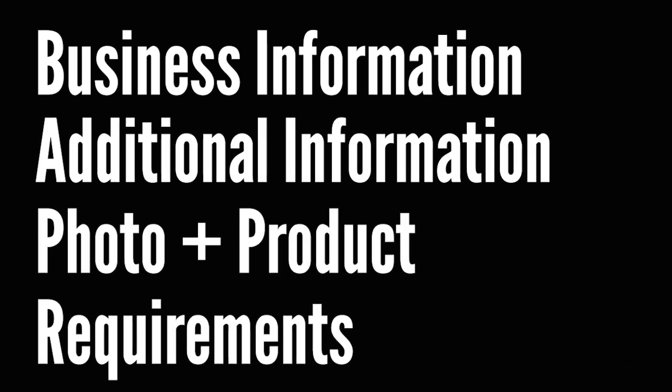Okay, so I'm going to break down the application into, let's say, 3 categories. We'll call it business information, additional information, and your photo or product requirements. Okay, so under business information, applications are typically going to ask information related to your business. So your business name or the name that you refer to your business, maybe like a DBA, doing business as, that name. It'll ask your legal business name if you have your business filed with your state.